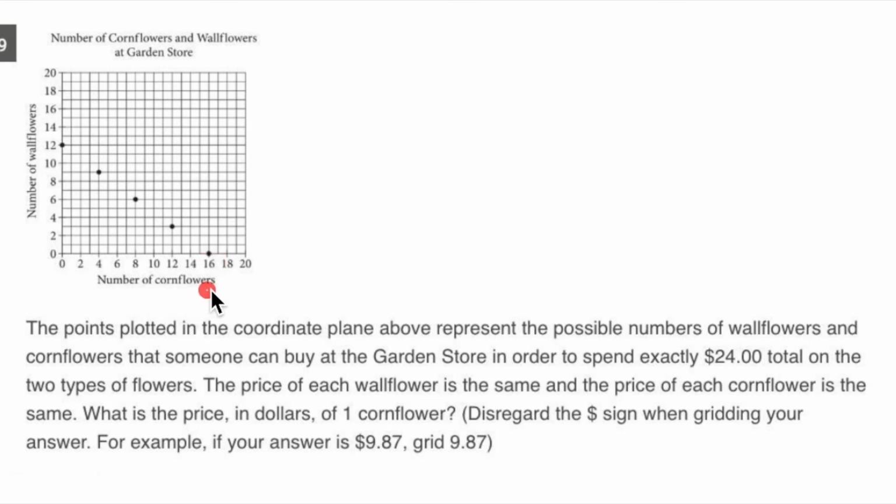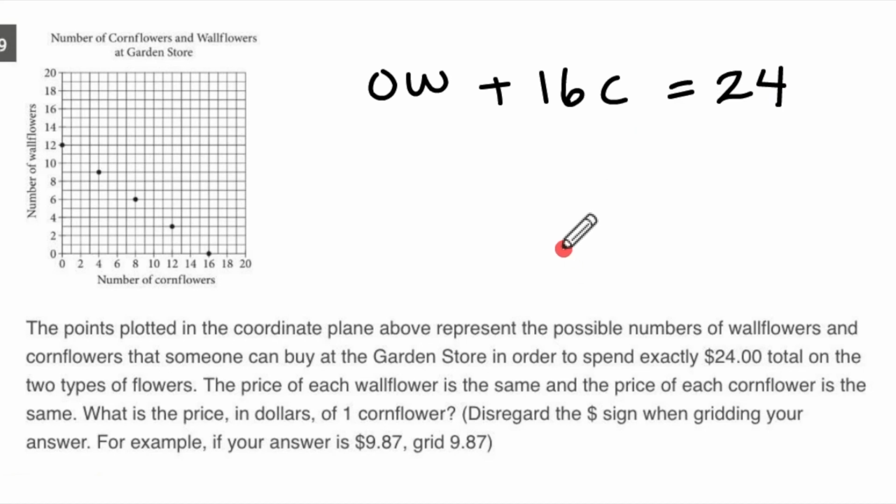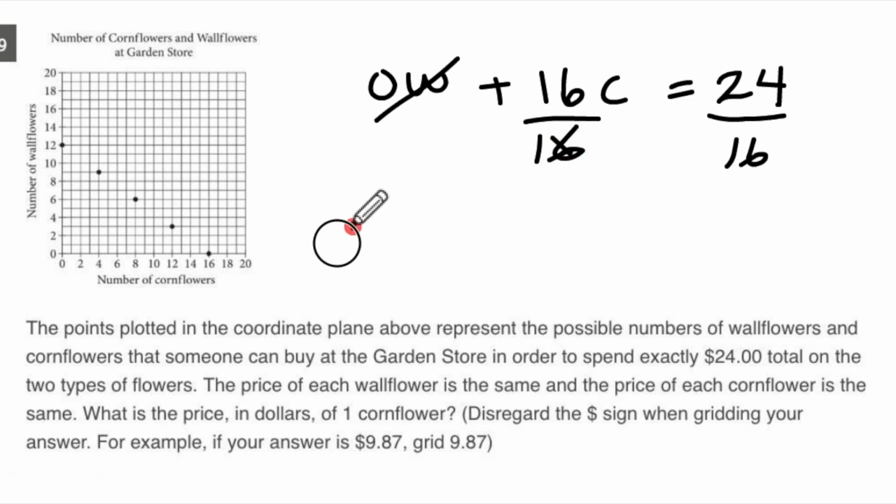We want to know the number of cornflowers. So I'm just going to sneak right down here. And when you have 0 wallflowers plus 16 cornflowers, it's going to equal $24. All of these combinations add up to $24. So I'm just going to divide both sides by 16. Oops, that was a bad 16. So we're going to get the cornflower. Let's divide 8 into both of these. 8 goes into that one 3 times and 2 times. And so the answer is 1.5 or 3 halves. So $1.50 for each cornflower.